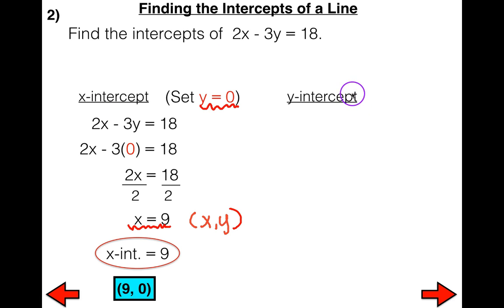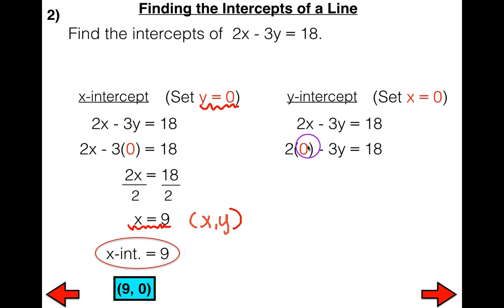Okay, so now that I found the x-intercept, I'm going to now find the y-intercept. So here my focus is on y, so I'm going to camouflage the x by making it 0. I'm going to use the same equation, but this time I'm going to substitute x with a 0. I'm going to simplify. 2 times 0 is 0, so that would be gone, leaving me with -3y equals 18. Now I'm going to get rid of the coefficient by dividing both sides by -3. The -3's are going to cancel out. Here, the negatives don't cancel out, so I'm just going to be left with y equals -6.